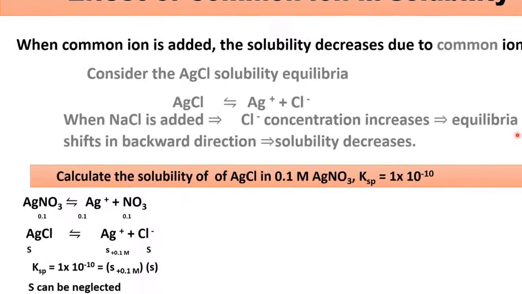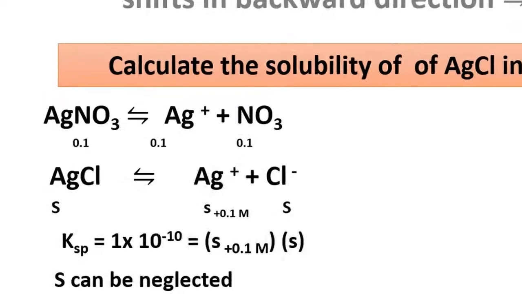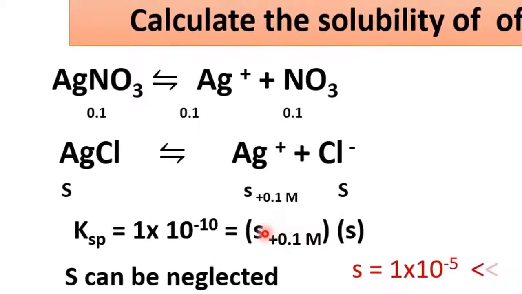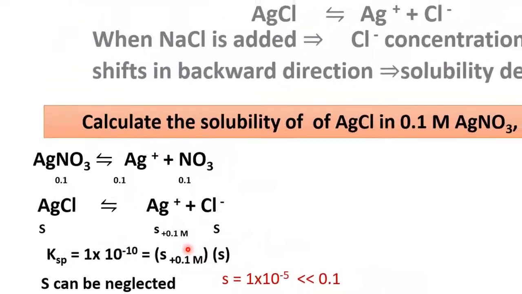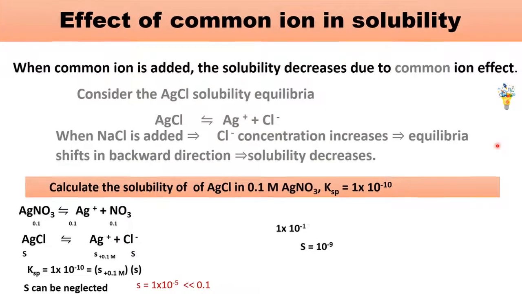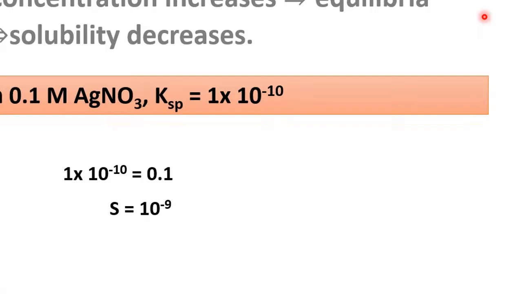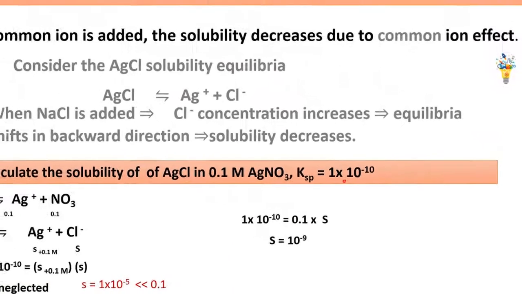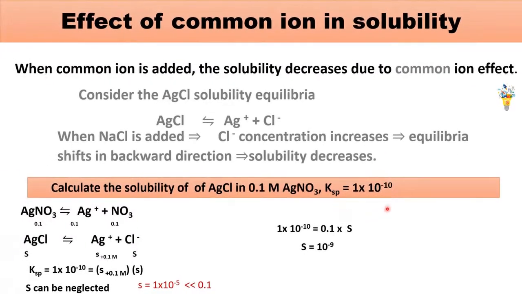When compared to the 0.1 M and the solubility that is 1 into 10^-5, the value is very small, so it is neglected. So Ksp is equal to 0.1 M into S. So 1 into 10^-10 is equal to 0.1 into S, with the added solubility neglected. So S is equal to 10^-9. So the solubility of AgCl in silver nitrate is less than that of 1 into 10^-5. That is, S is equal to 10^-9. Okay.